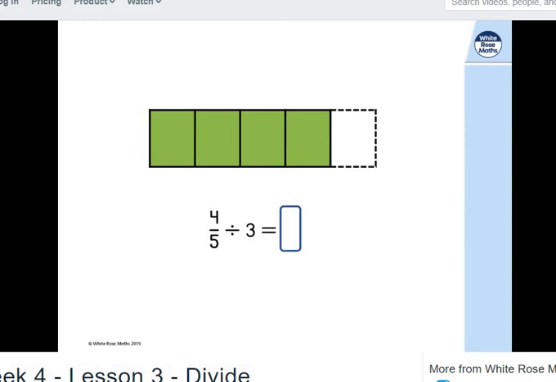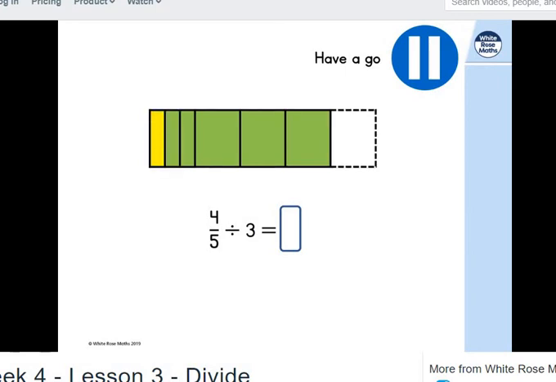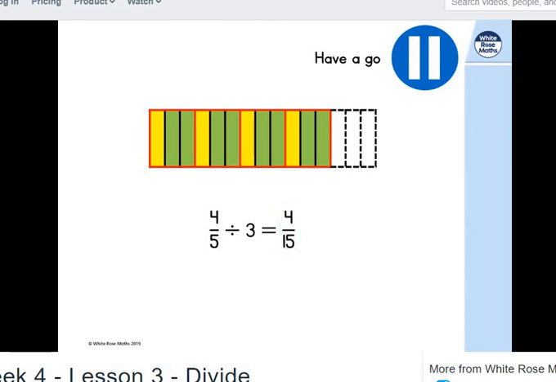What about this one? 4/5 divided by 3. Pause the video, have a think for yourself first. Let's have a look then. Well, if it was 1/5 divided by 3, that's quite straightforward. I can split that into 3 parts. But let's repeat the process for every 5th. So for every 5th, I'm splitting it into 3 parts, and I want 1 of those parts. So I can see in total I've got 4 parts out of 15, which is 4/15.